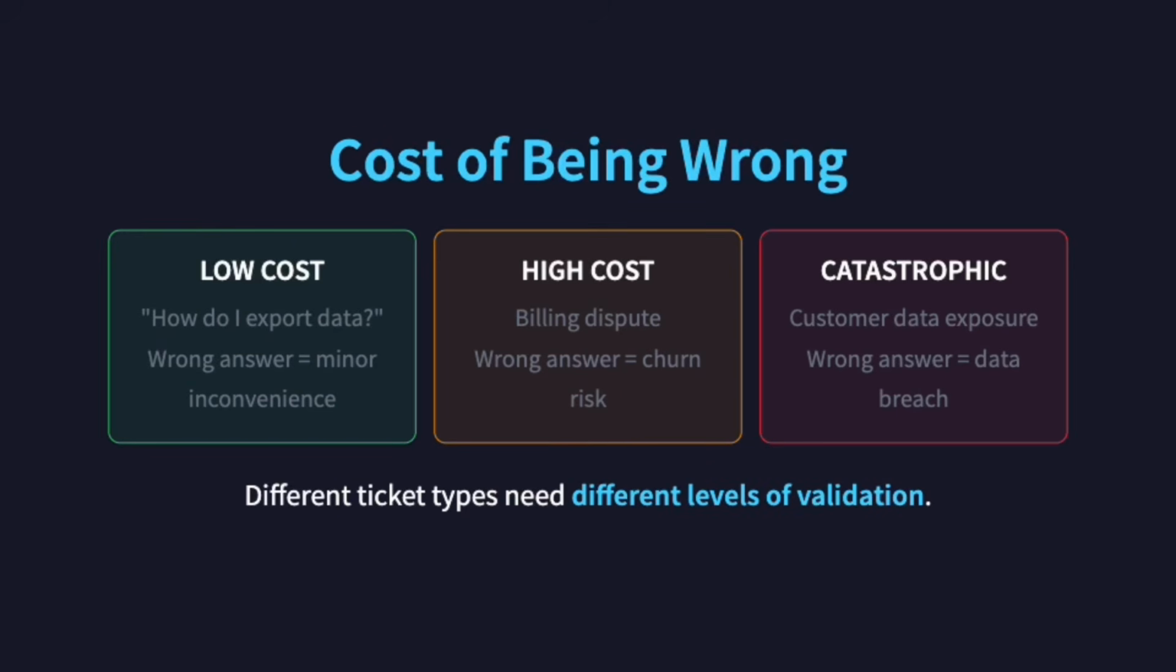And question three is cost of being wrong. A wrong answer on how do I export my data is a low cost. The customer will ask again, or maybe the customer will find it themselves. But a wrong answer on a billing dispute is a high cost. The customer may churn, trust is damaged. And if a wrong answer exposes a customer's information, that's a catastrophic one. That's a data breach we are talking about.